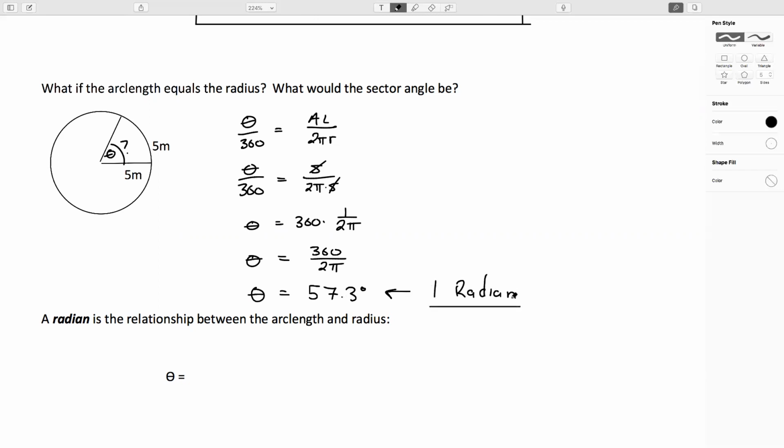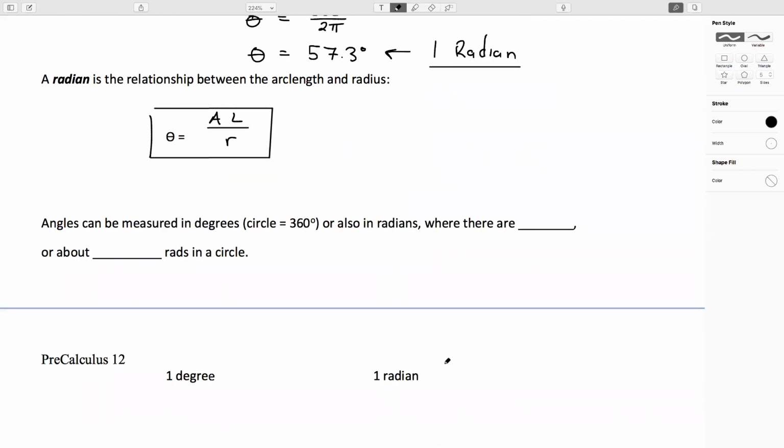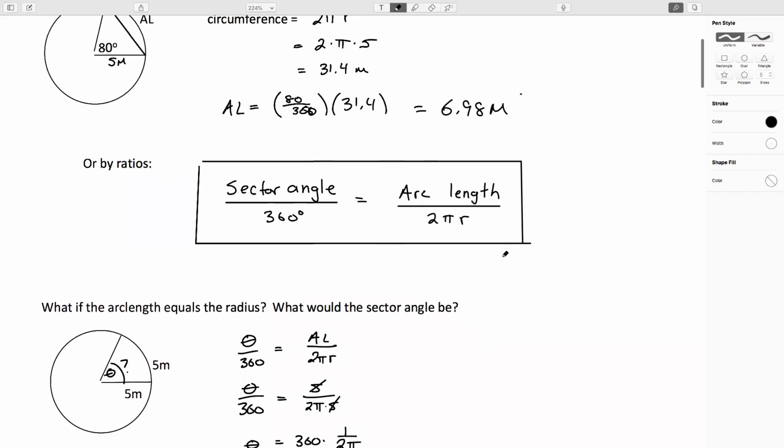So a radian is a much larger chunk of our circle than a degree is. There's 360 degrees in a circle. There's 2 pi radians. So a radian is a relationship between arc length and radius. You can define an angle in radians as arc length divided by radius. So if you're trying to find an arc length, working with radians is a lot nicer. If you're working with degrees, you have to use this formula.